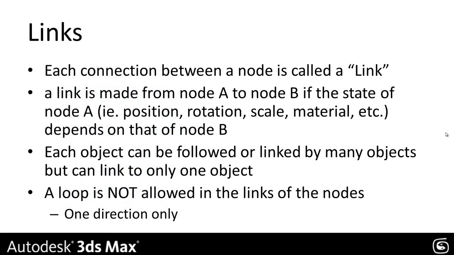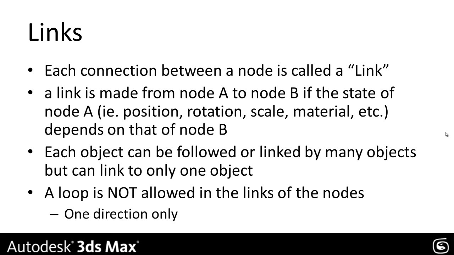So a term that's not used very often but is kind of an important idea is links. Each connection between nodes is called a link. A link is made from node A to node B if the state of node A, which is its position, rotation, scale, material, etc., depends on that of node B. Okay? So that would be a parent-child relationship. We talked about that earlier, where the parent transform is going to affect the child's ultimate transform.